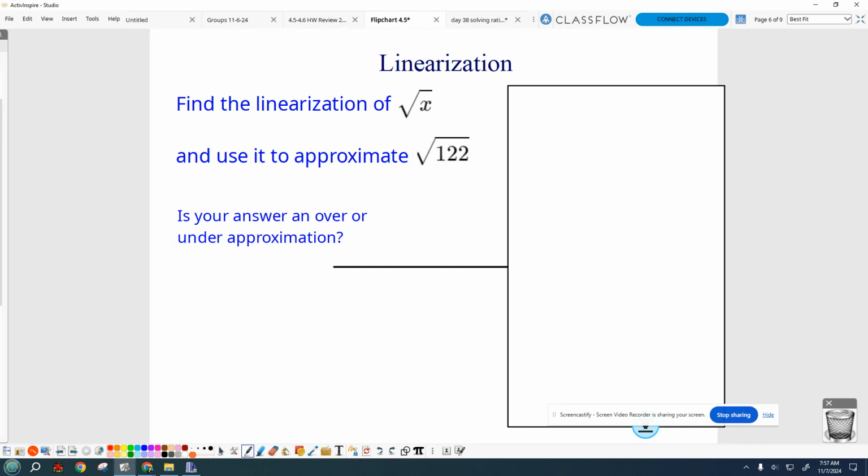Just plug in. Okay. Sure, yes, you need a point to plug in, and I didn't specify. What x value should you choose that is a place you know? 121. So find your tangent line at 121. Why that? Because I know the square root of 121, which is? Yes. So find your tangent line there.